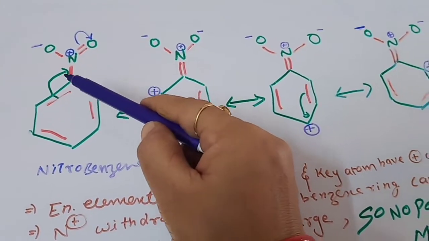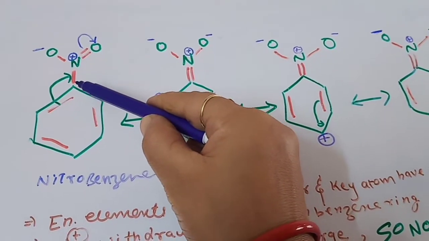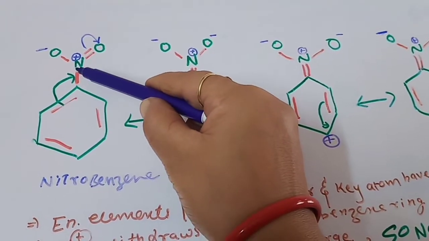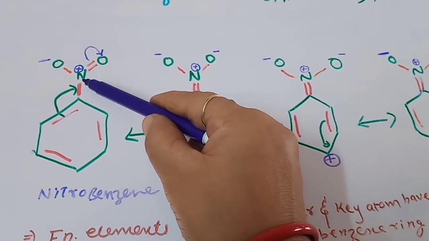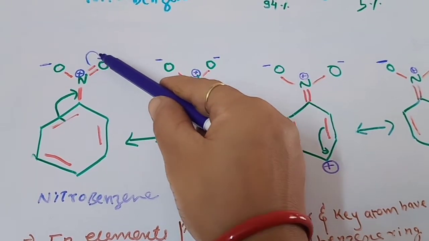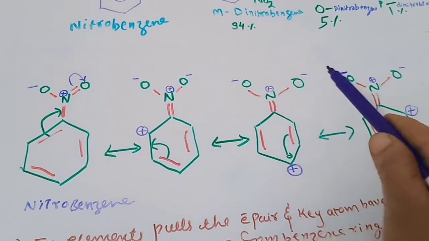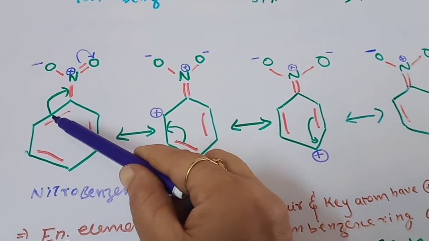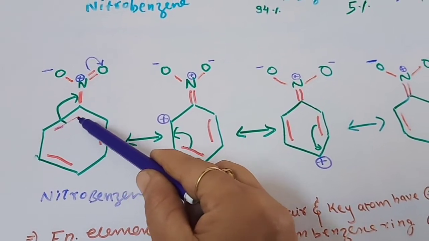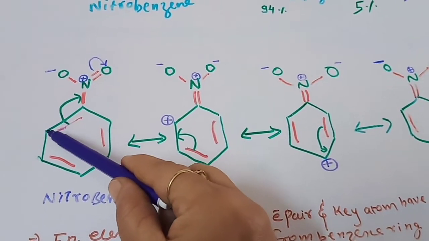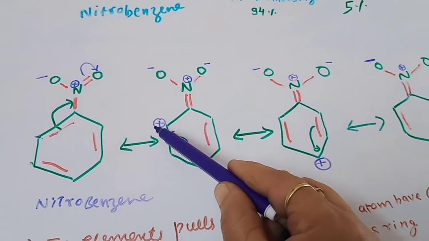So what will happen here? The electrons from the ring will move outside. As the electrons move outside the ring, the valency of the nitrogen will be disturbed. So again some electrons will be shifted here and the negative charge will be here. So all these structures have a negative charge, and as the electrons are moving out of the ring, this position is vacant, so from where the electrons are lost, it will have the positive charge.